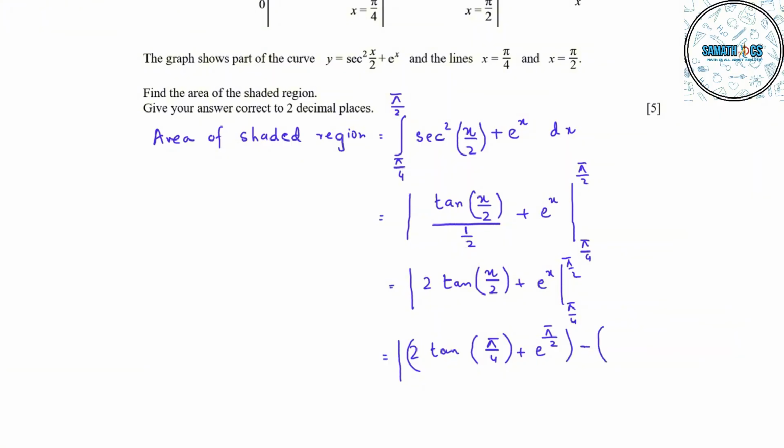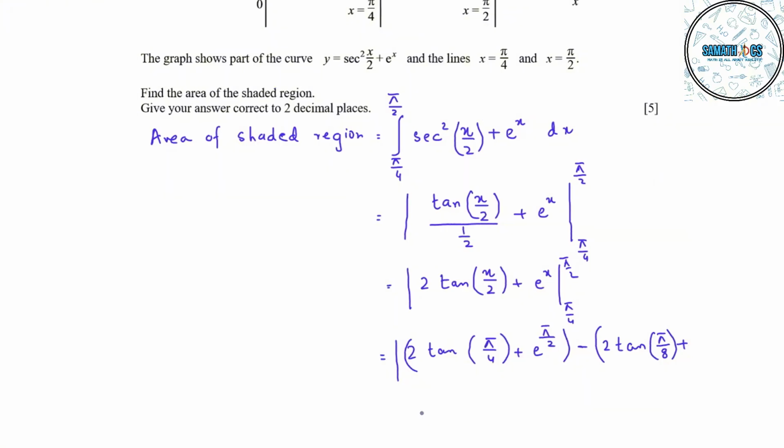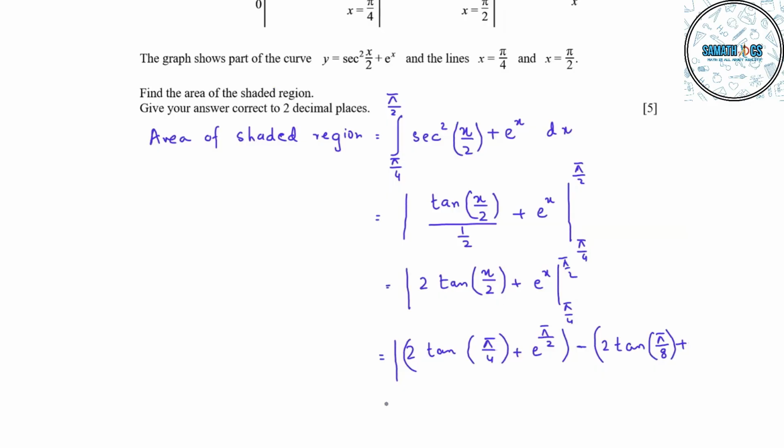Minus, we will substitute the value of x as pi upon 4. So this will become 2 tan pi upon 8 plus e power pi upon 4. When we solve it using a calculator, we will get the answer as 3.79.